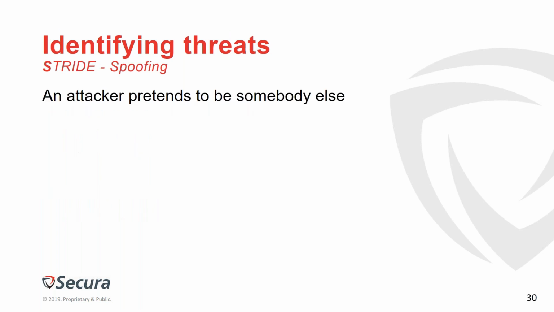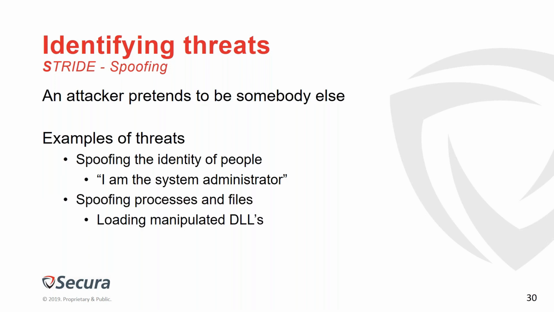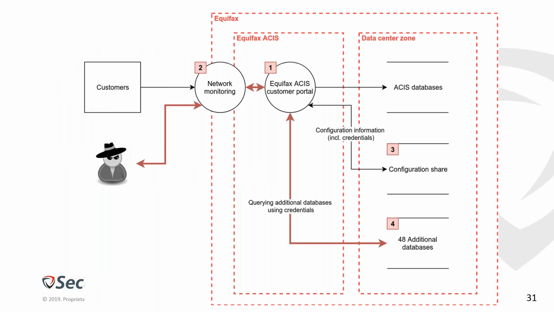So quickly, spoofing. This is going back to STRIDE, because STRIDE is the most used methodology for threat modeling. Spoofing: an attacker pretends to be somebody else. So what can you think of? For example, an attacker could try to spoof the identity of people, the system administrator, legitimate processes and files, or legitimate systems. Going back to the Equifax example, in this case, an attacker could try to spoof the identity of a user with a higher level of privilege.